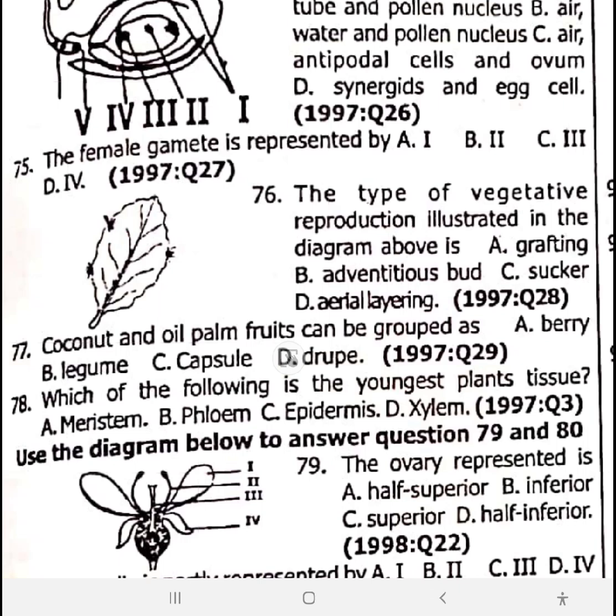So, if we come back here, which of the following, coconut and oil palm, they are examples of, 77 is option D, they are examples of drupe. Right. Drupe, berries and Hesperidium are true fruit.